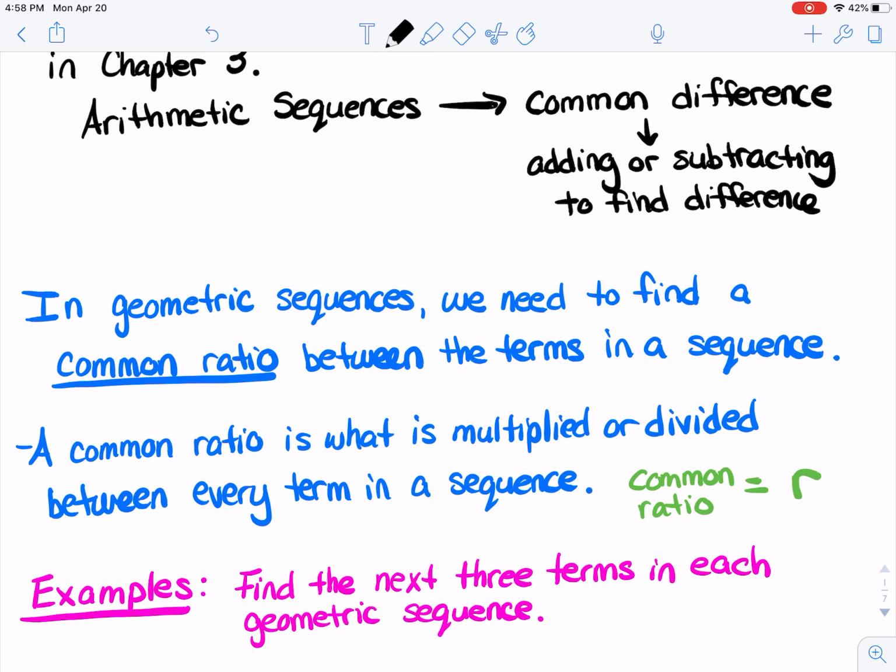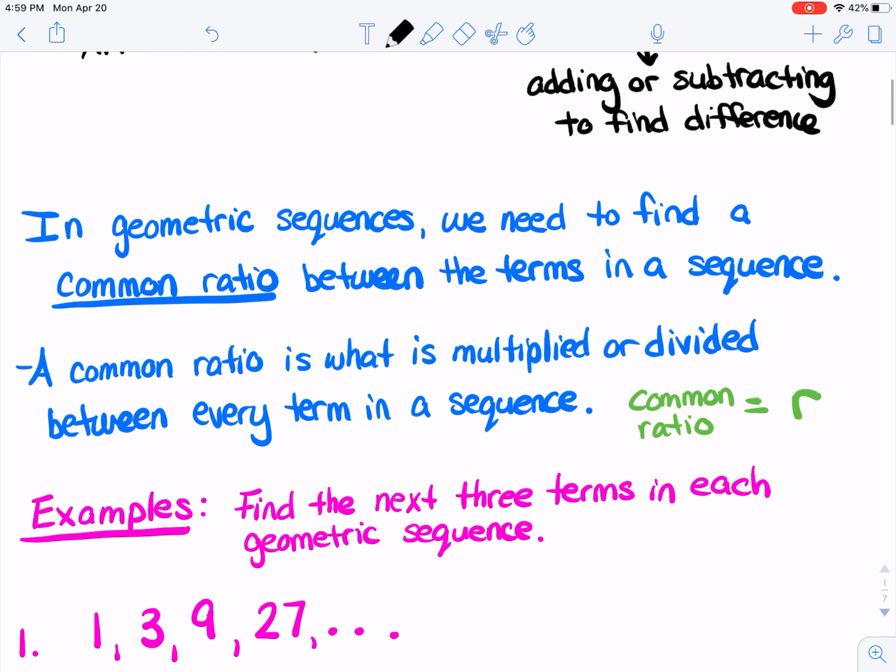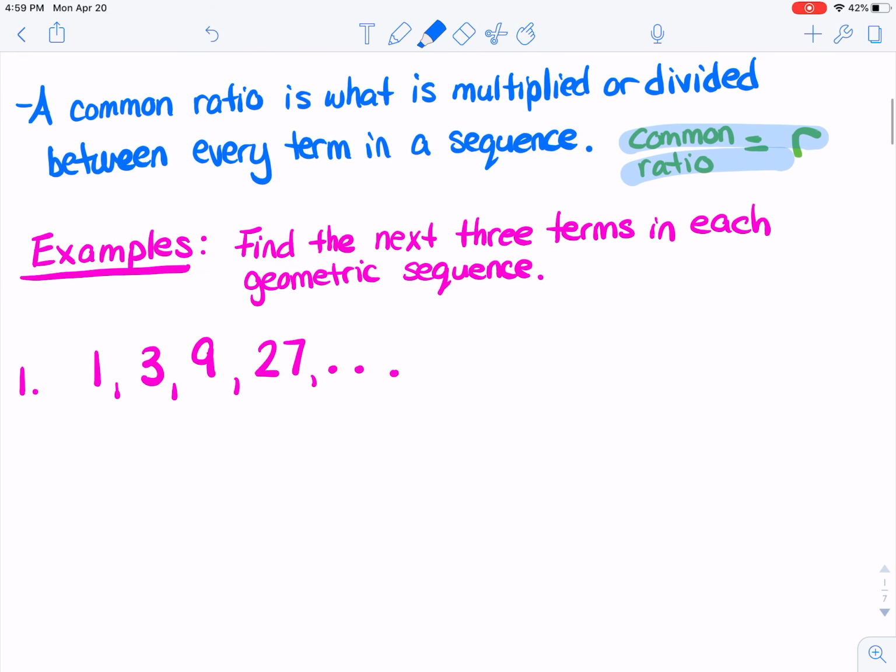I'm more of a team multiplication. I like multiplying better than dividing. But sometimes I have to use division even to find out what I'm going to be multiplying by. So for this, also common ratio, I don't know where the R comes from in ratio, but the common ratio is used as R. They use R in any of the formulas to denote the common ratio.